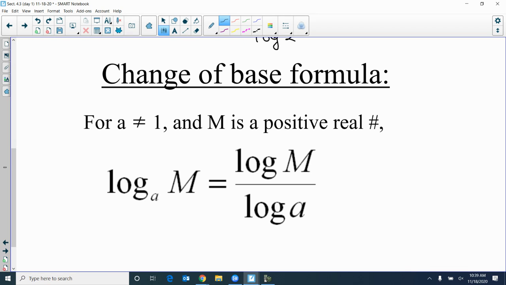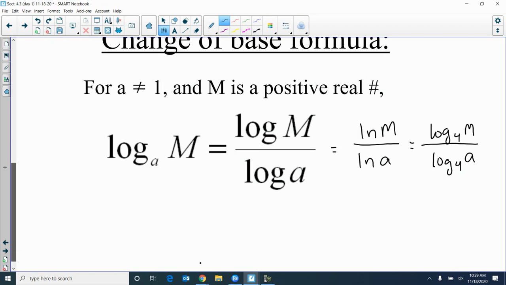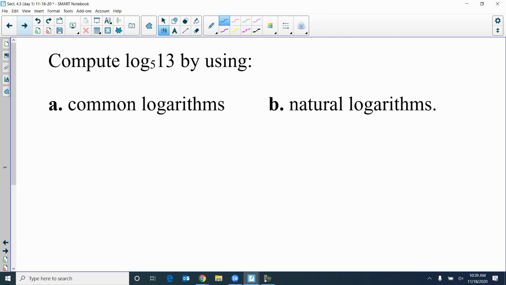Now this can be any base. So it could be the natural log of m over the natural log of a. It doesn't matter. It's still going to be true. It could be the log base 4 of m over the log base 4 of a. But we usually use natural log or log because it's in our calculator. But it doesn't have to be.